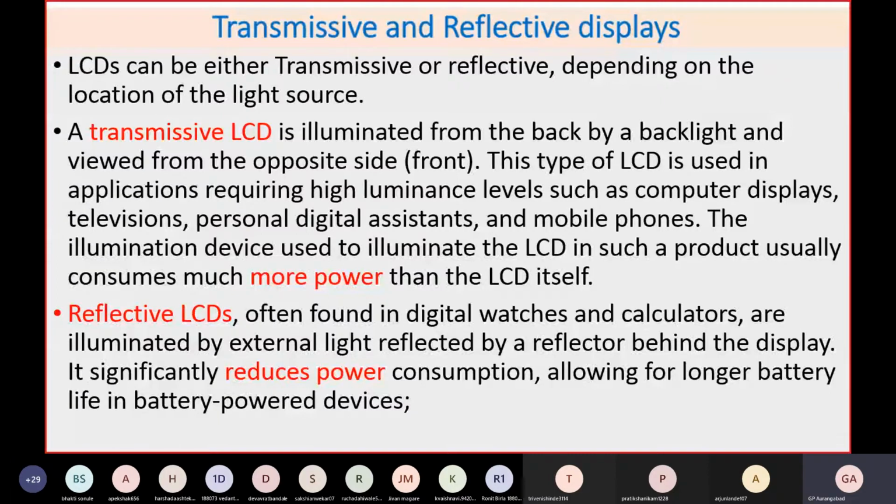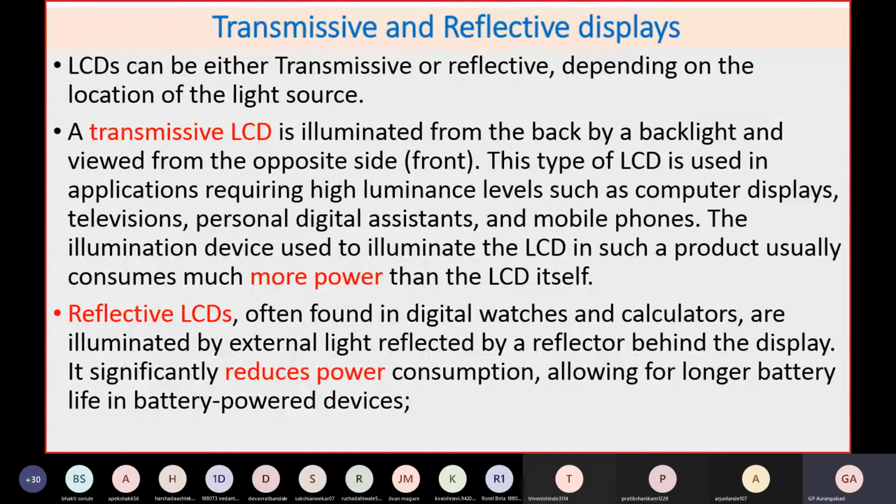This type of LCD is used in applications like computer displays, TVs, mobile phones, and everywhere. In this transmissive LCD type display, you will have a light source at the back, and from the front side we view the image. The power requirement is more in this type of display.